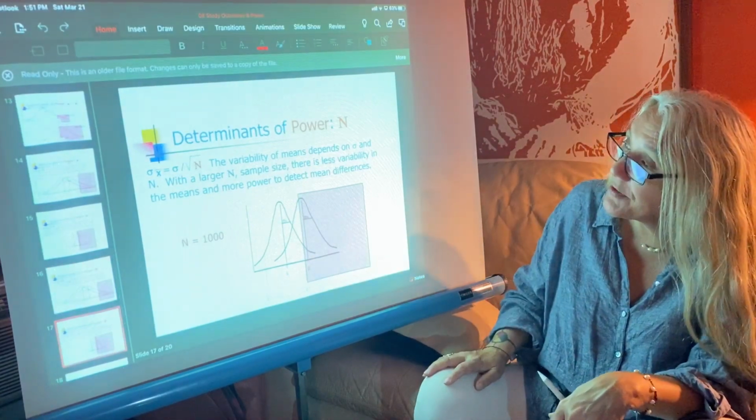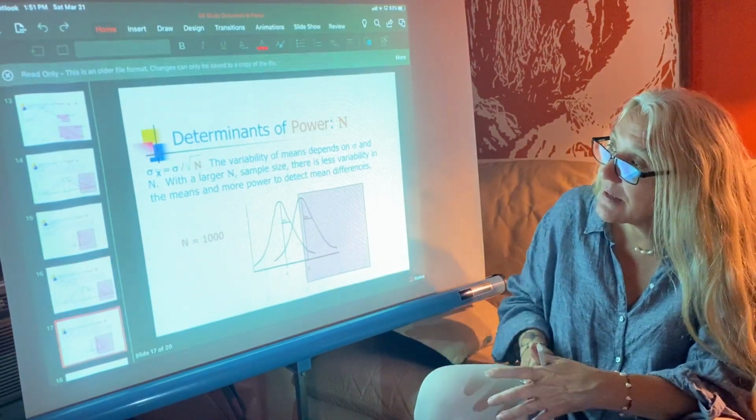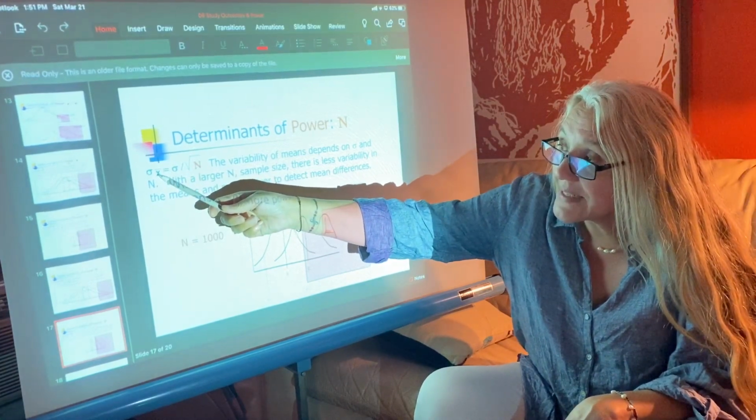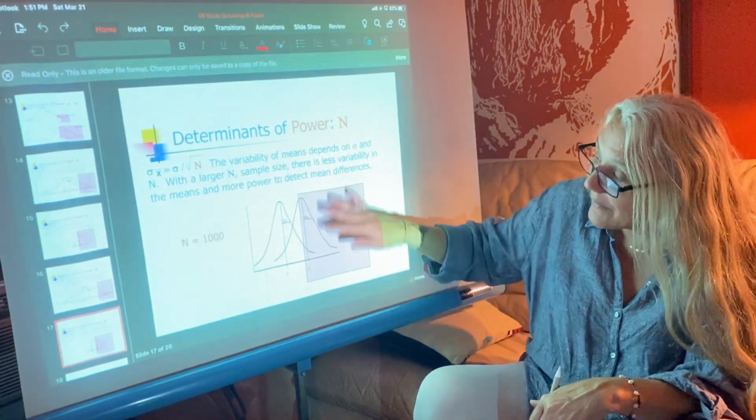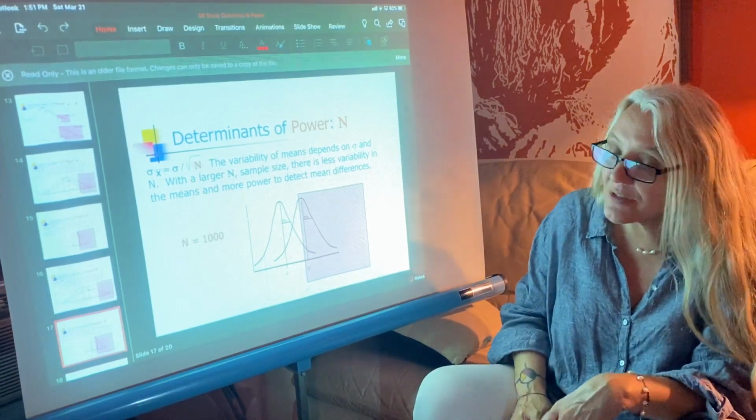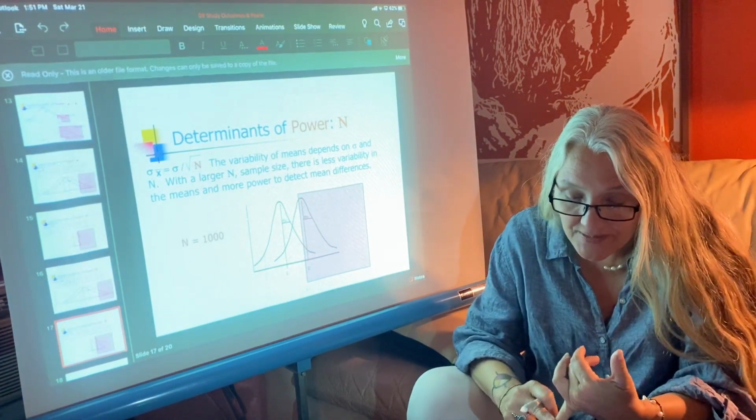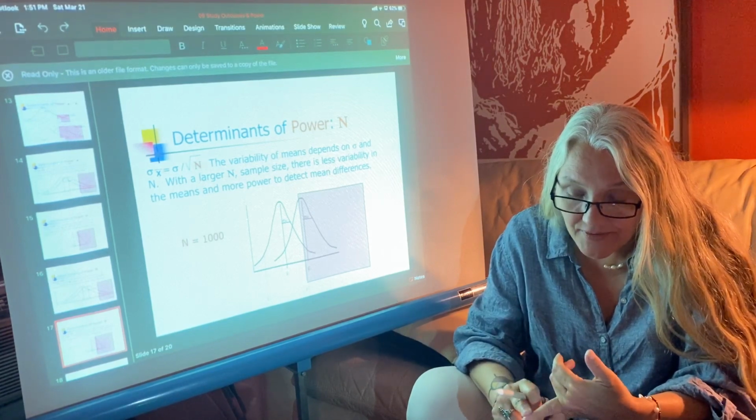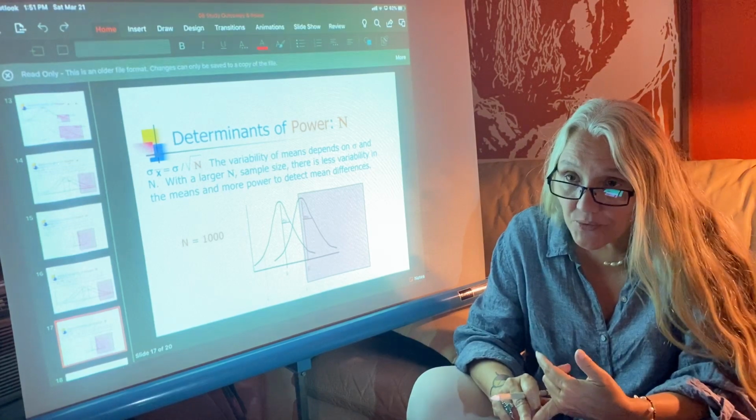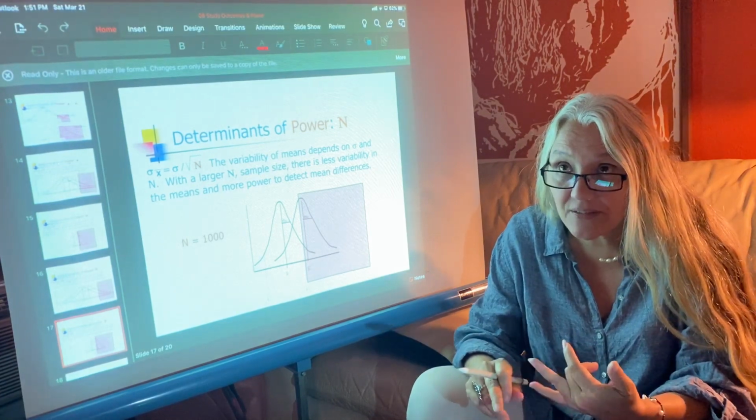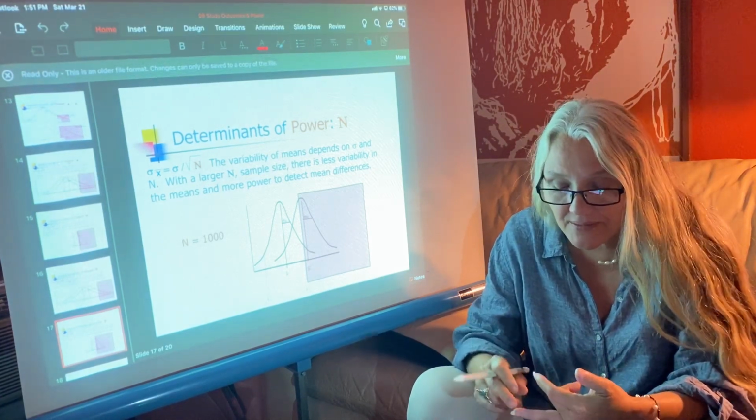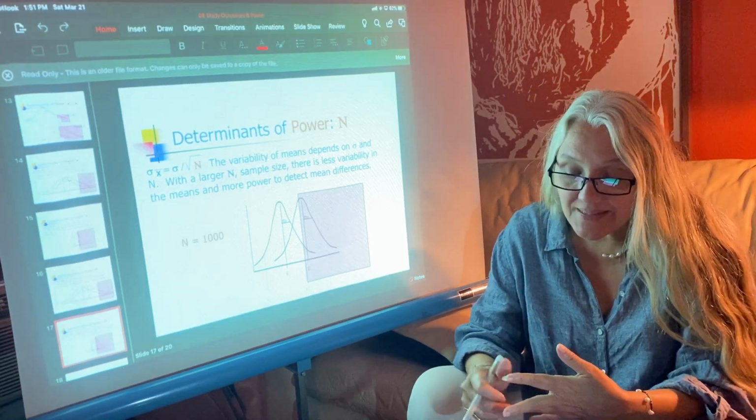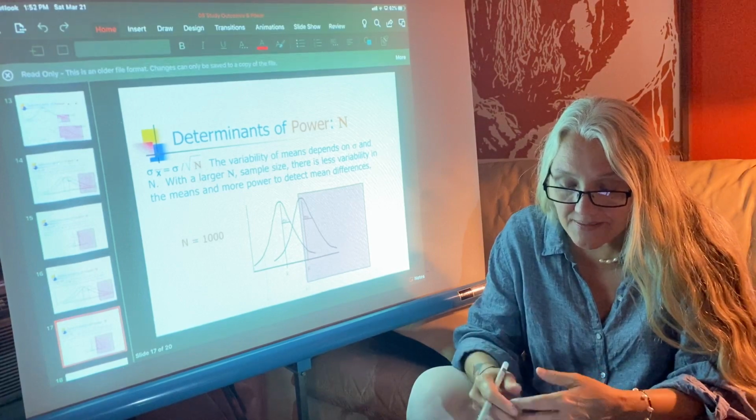But in this distribution, I've increased n to 1,000, and now the denominator is huge, so this standard error is going to be small, and now I can tell the difference between these distributions. So we have mean differences that affect power. We have standard deviation of the raw scores that affect power. As the standard deviation decreases, power increases. We have the sample size. As the sample size increases, power increases.